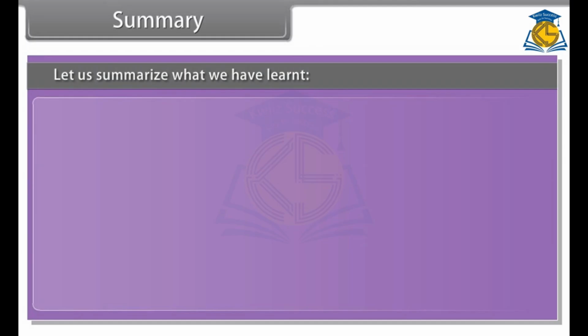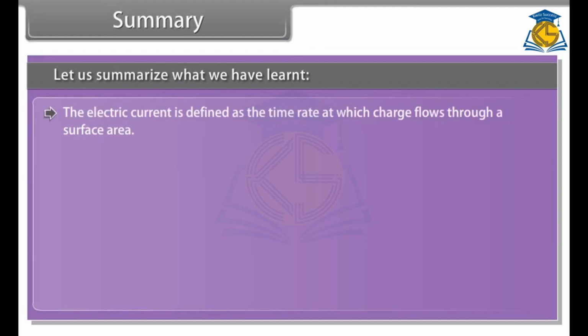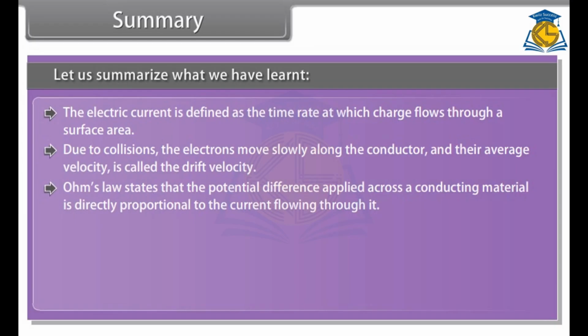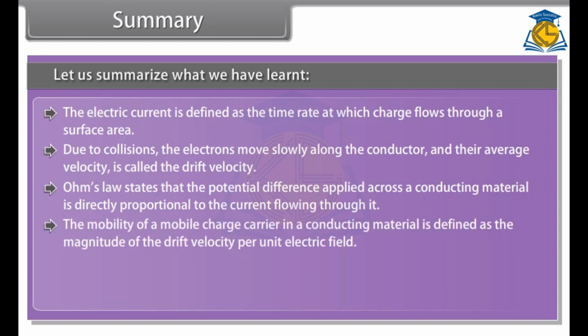Summary. Let us summarize what we have learned. The electric current is defined as the time rate at which charge flows through a surface area. Due to collisions, the electrons move slowly along the conductor and their average velocity is called the drift velocity. Ohm's law states that the potential difference applied across a conducting material is directly proportional to the current flowing through it. The mobility of a mobile charge carrier in a conducting material is defined as the magnitude of the drift velocity per unit electric field.